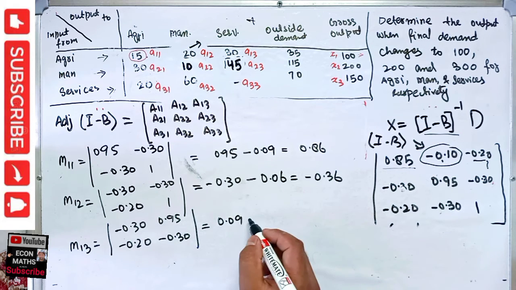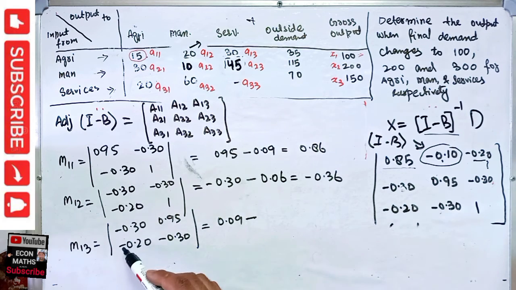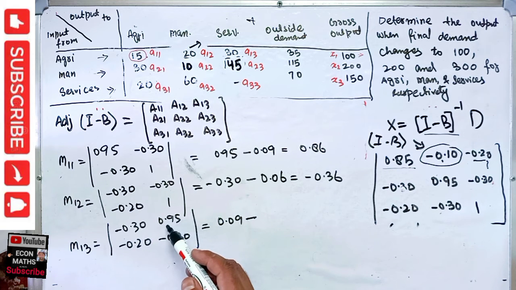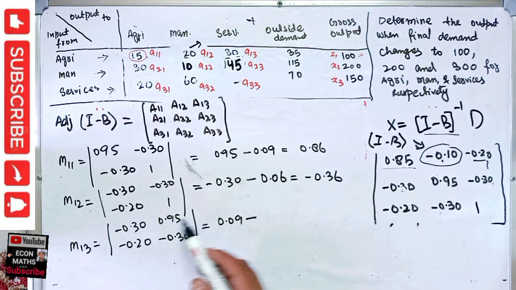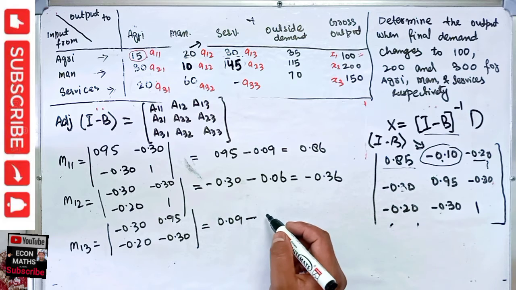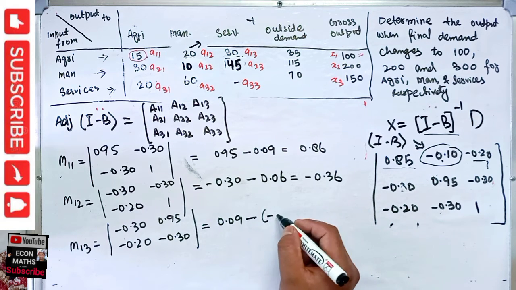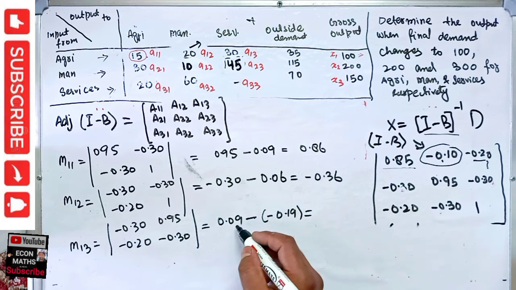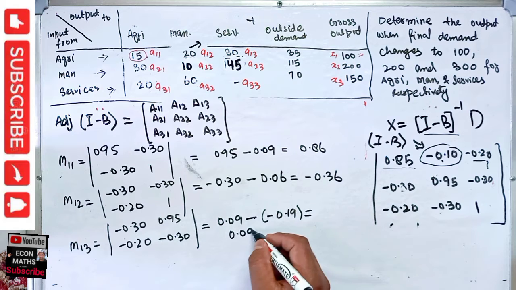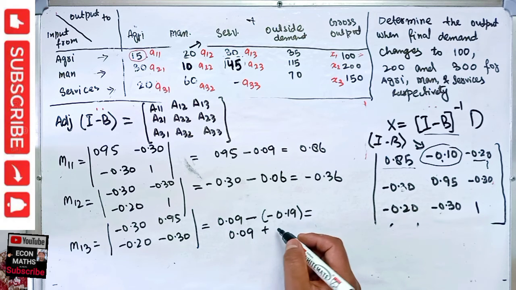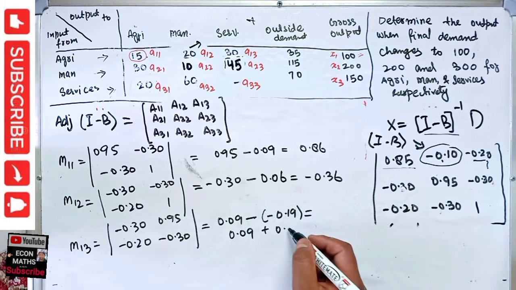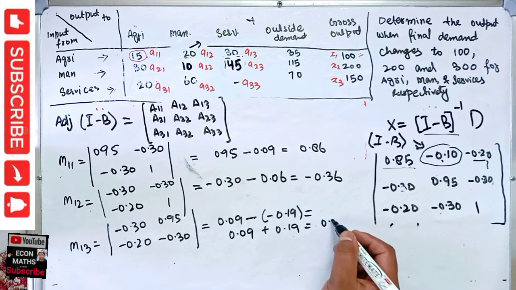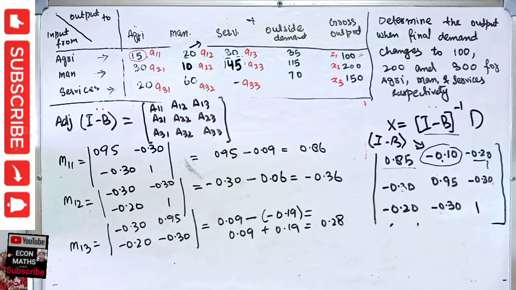Okay, similarly we can find M13 multiplying these numbers, minus into minus is plus, so 0.3 into 0.3 is 0.09, minus is by formula. Now minus 0.2 into 0.95, which would be equal to minus 0.19, which comes out to be 0.09 minus minus 0.19, and minus minus is plus, so we get 0.28. Okay, so we got M11, M12, and M13.